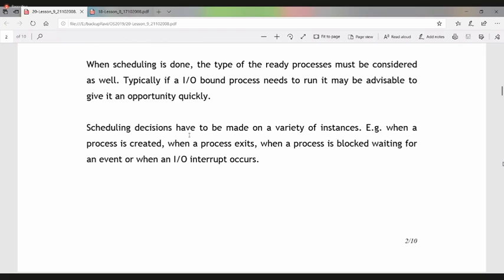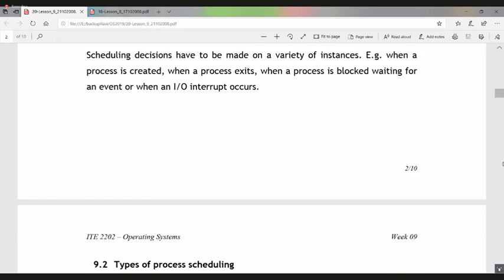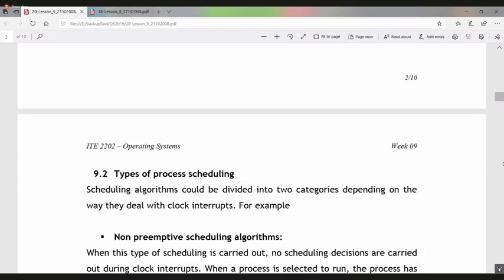So the scheduling decisions have to be made on a variety of instances. When making decisions, we have to consider a few things. For example, when a process is created, when a process exits, like termination. When a process is blocked, what to do? Waiting for an event. Or when an I/O interrupt occurs. So we have to consider those situations and make decisions.